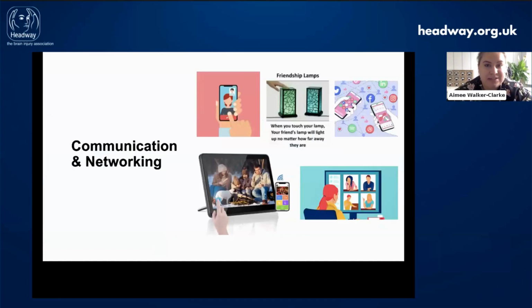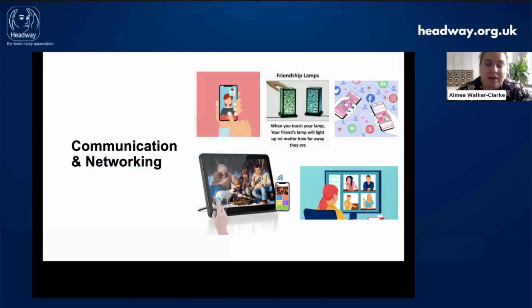Communicating and networking. So again, with the advent of COVID, I think many of us appreciate how important these are for our social health. So things like video calling and social networks, where that physical social contact isn't available to us, they really have some value in supporting us keeping social.